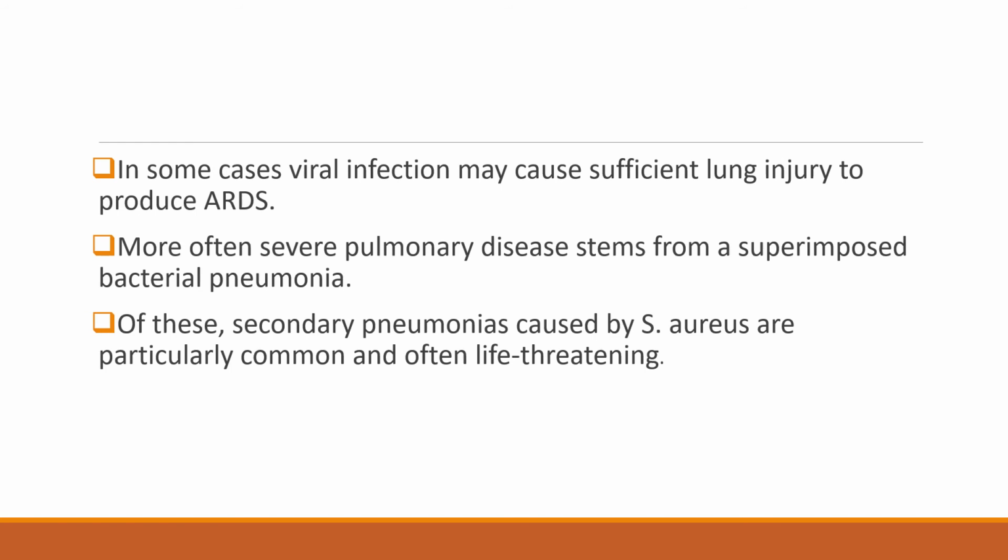And in some cases, this viral infection may cause sufficient lung injury to produce acute respiratory distress syndrome in the patients. But more often, the severe pulmonary disease stems from superimposed bacterial pneumonia. Because of a defect in local pulmonary mechanisms, there is a superimposed bacterial pneumonia, and that is the severe pulmonary disease. The most common cause of this superimposed bacterial pneumonia is Staphylococcus aureus, and that is often life-threatening.